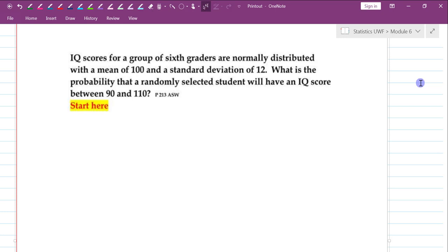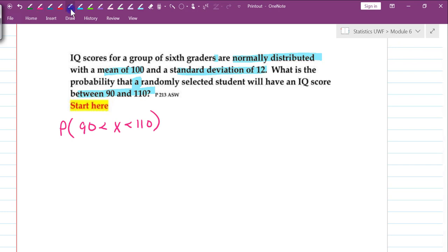Okay, so here we go. IQ scores for a group of 6th graders are normally distributed, important, with a mean of 100 and a standard deviation of 12. What is the probability that one singular randomly selected student will have an IQ score between 90 and 110? So we're going to write this down. We're going to say, what's the probability that 90 is less than X? That's the score for the individual student that we selected, which is also less than 110. That's how we mathematically write that.